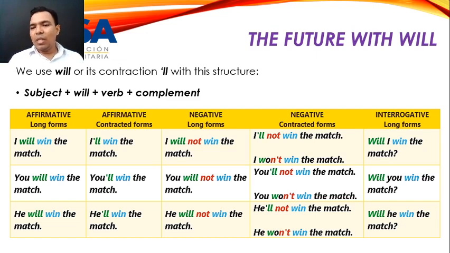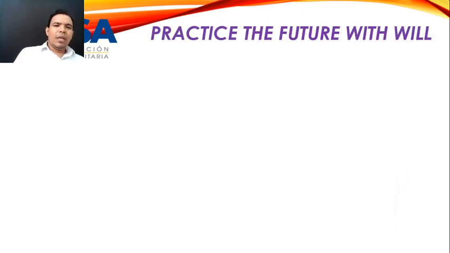Now, about questions. As with questions in present simple or past simple, will is the auxiliary, and you are going to start the question with will. Will I win the match? Will I go home? Will I finish this quadrimestre at ITSA? So that's the future with will. Let's practice a little.